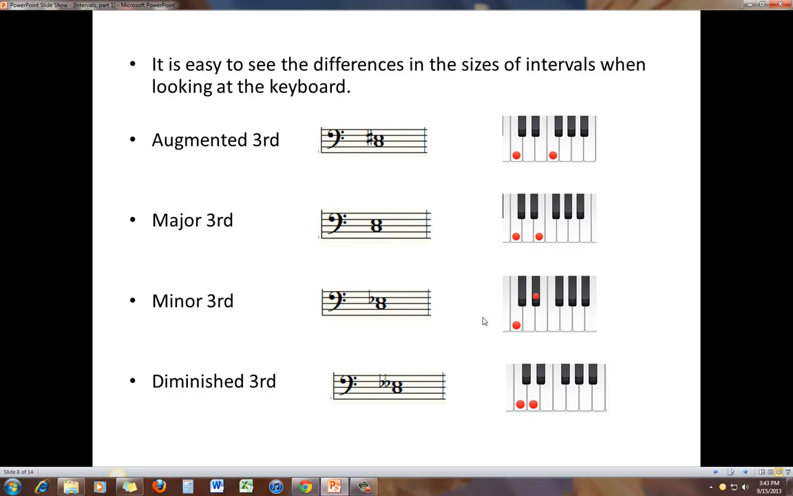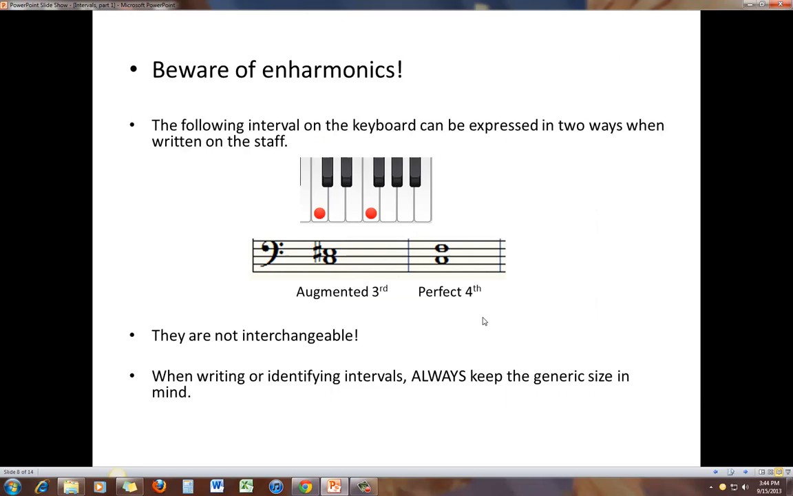While counting half steps to determine the size or the quality of an interval will get you the right answer if you have the right number of half steps, it is not necessarily the most efficient method, and over the long run it can be rather cumbersome. It can also sometimes get you into trouble. You need to beware of enharmonics.